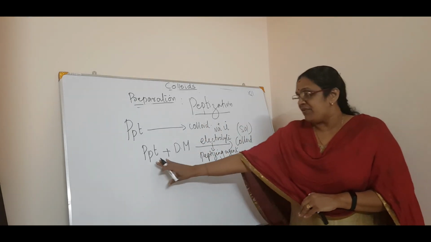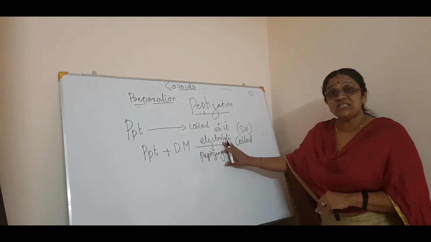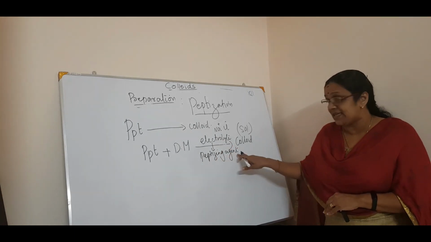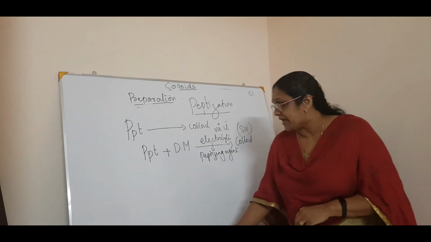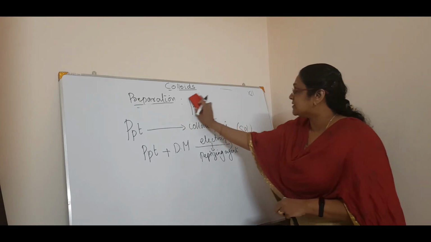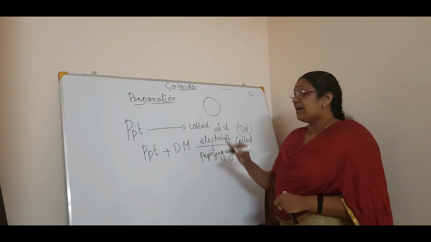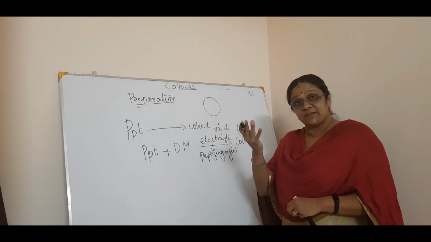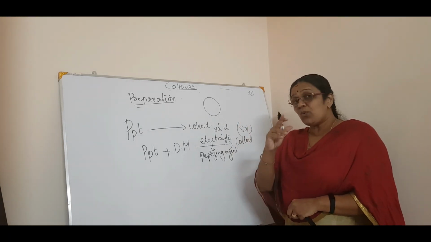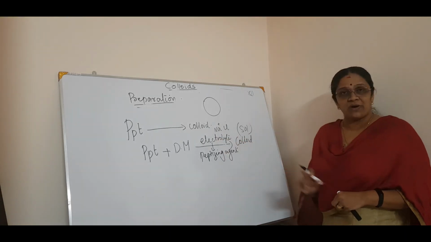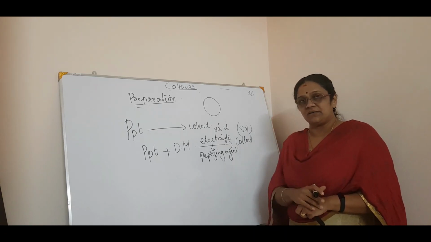Now, what is the mechanism? When a freshly prepared precipitate is taken with a suitable dispersion medium and in the presence of an electrolyte which acts as a peptizing agent, you will get a colloid. If you see the mechanism, you have a precipitate, which is a larger insoluble substance, so it has a size bigger than the colloid. Now you are adding an electrolyte, and an electrolyte contains charged particles.